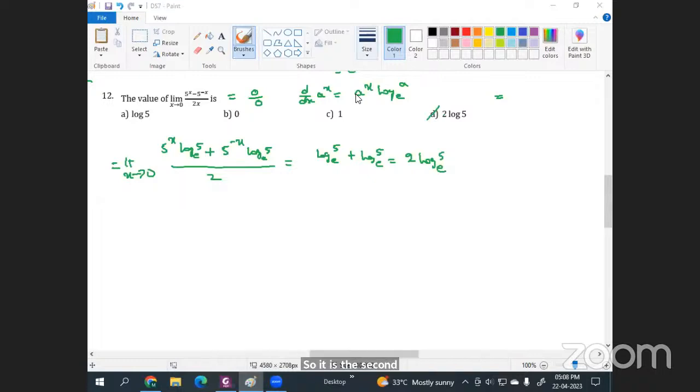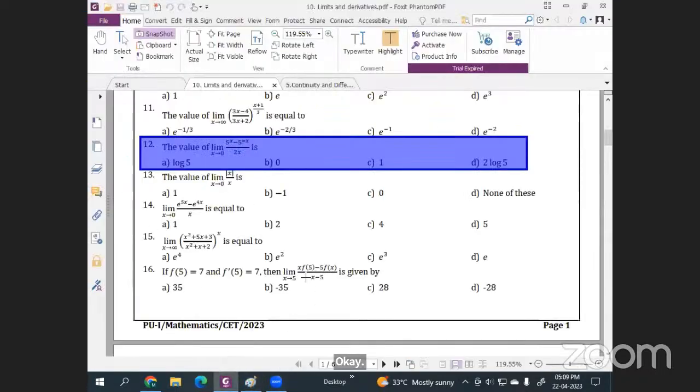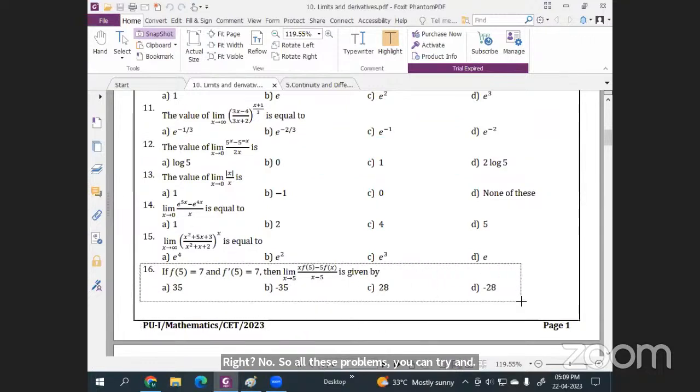Aditya has given 4, Yogesh has given 4, Shushmita has given 4, Sri Satya, Ganesh. How did you get 0, Ganesh? Check it once again. Right. Now all these problems you can try, and next I'll go for the 16th question.